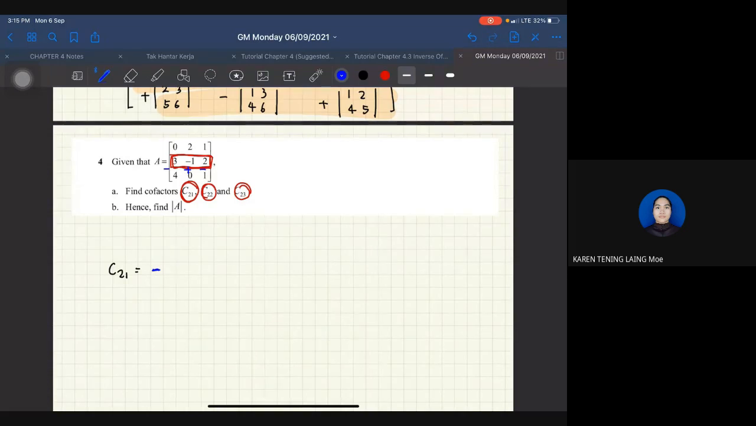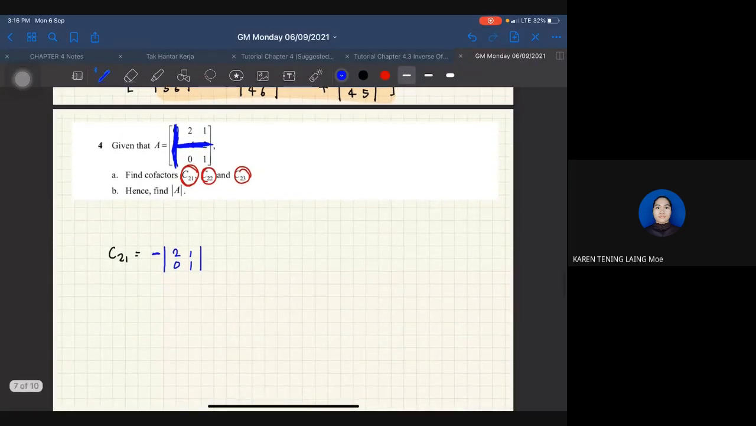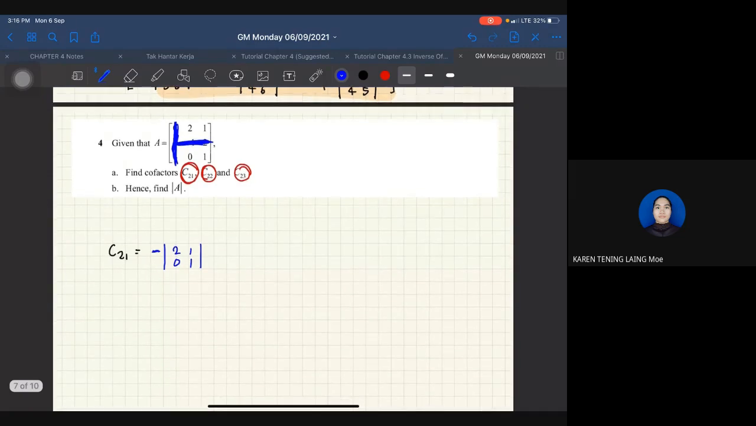Okay, and then awak just tulis sahaja apa yang tinggal selepas awak buang. Okay, so maksudnya kita akan buangkan the second row and also the first column. Okay, so what's left is 2, 1, 0, 1. Okay, so this is the cofactor for elemen yang berada pada row kedua, kolom pertama. Okay, so this is C21.